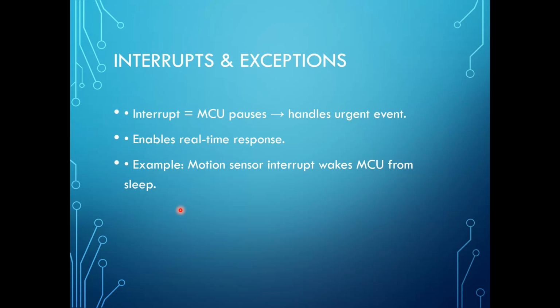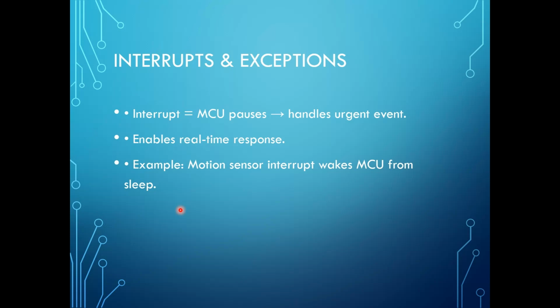Interrupts and exceptions. An interrupt is basically when the MCU gets a sudden call. It stops the current task, handles the urgent event, and then returns. So if two tasks are happening and you have given one a priority, and any interrupt event occurs, that priority task will come first and notify the customer, yes, this is running. That is basically an accident scenario: if any accident is happening, the car would get a hit or crash message.